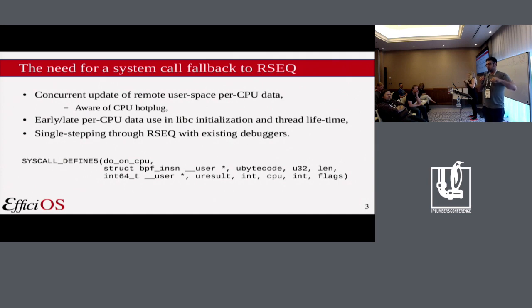Yeah, I know this part. I'm still missing how this system call helps in the situation you described. So in the abort case, rather than retrying, you invoke do on CPU. And GDB is not going to single step through do on CPU. I see. Okay, that part was missing.